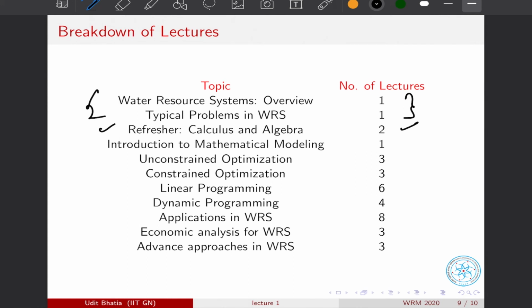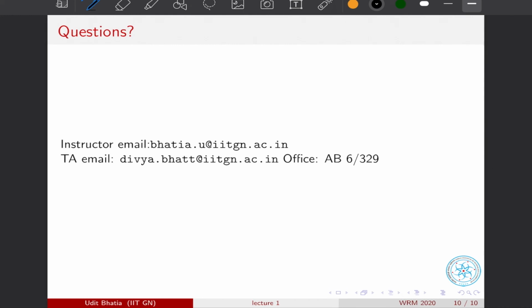And then we will spend considerable time looking into practical applications of all the concepts that we have learned, to solve water resource systems programming problems using a programming language and other modeling techniques. And then we will end our discussion with advanced approaches in WRS, specifically looking into nature-inspired methods for optimization.